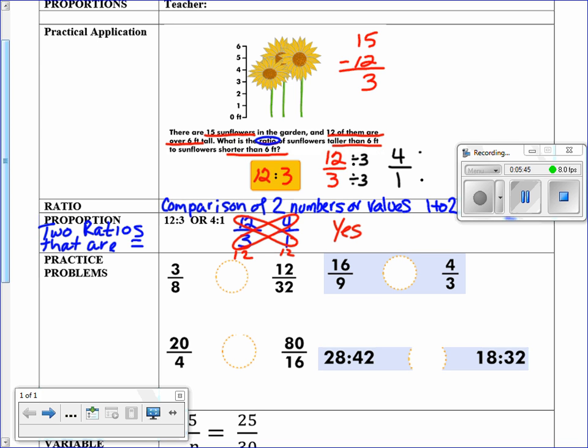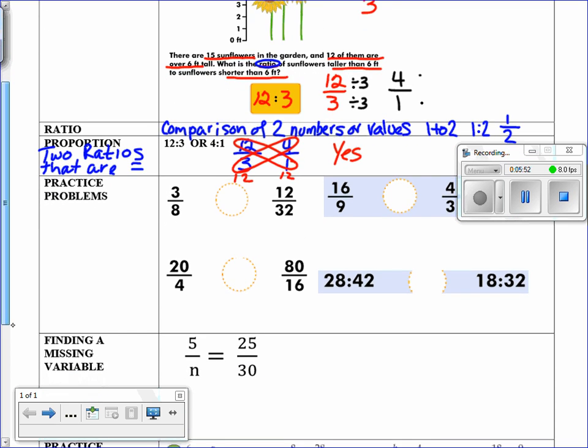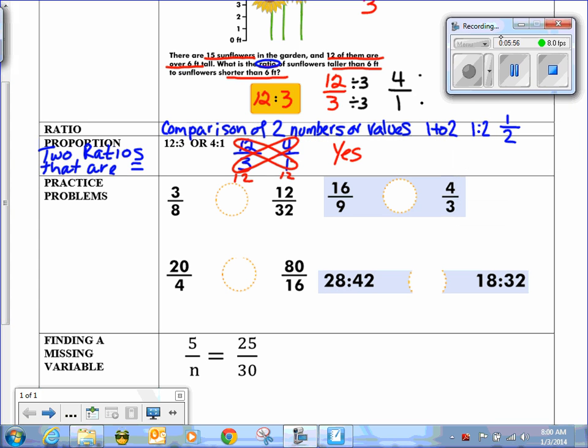So I'm going to do the first two problems here. And then I'm going to leave it to you to do the next two problems. You're going to need a calculator in order to do this. You don't need a fancy calculator, just a simple, what they call a 4-function calculator. So I have 3/8 and 12 over 32. The question is, is this proportional?